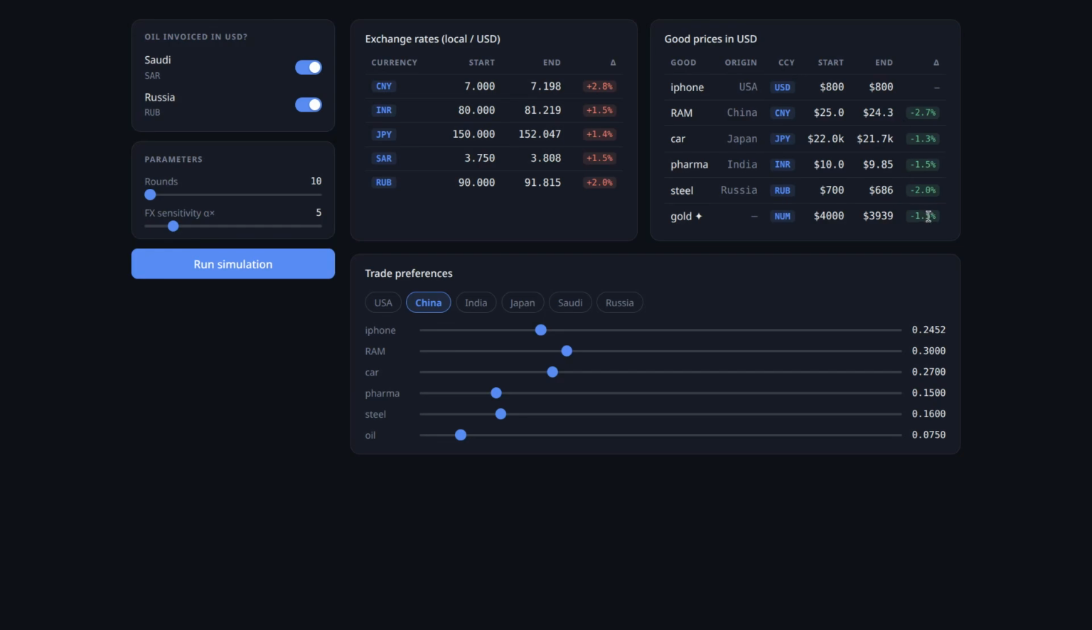Not that much, like gold goes from 4,000 to just 3,900. So it's not that much, but this shows what happens when there is a change in demand. Now I can decrease it, and if I decrease it, the opposite happens because now there's less demand for US dollars. Now all the prices go up, and this should make sense because this is like economics 101.